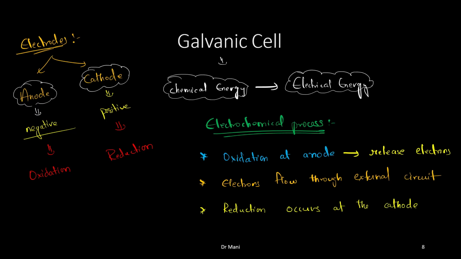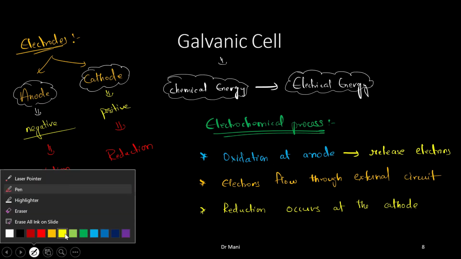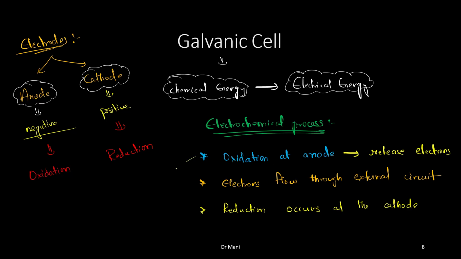Remember this. And whatever ions are formed will move through the salt bridge to maintain electrical neutrality. I'll show you that later, but just understand this phenomenon. You can see here the oxidation and reduction happening simultaneously. So we call this a redox reaction. Is that clear? Yes, sir.